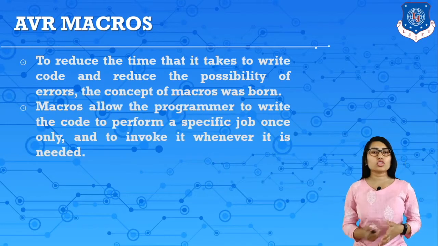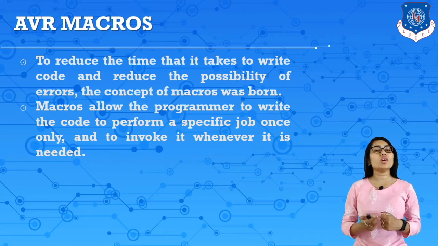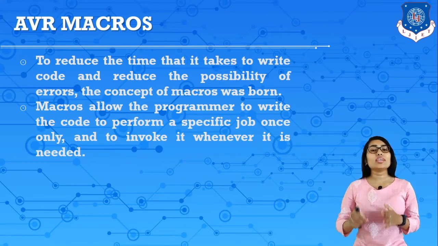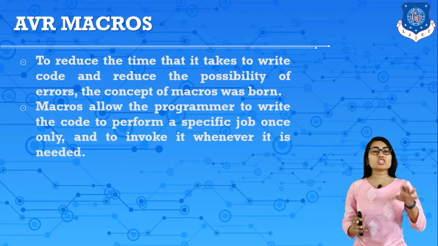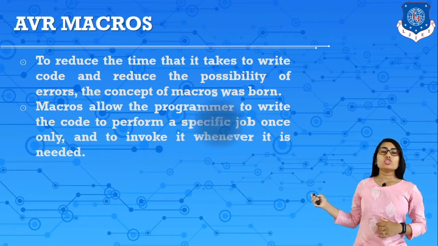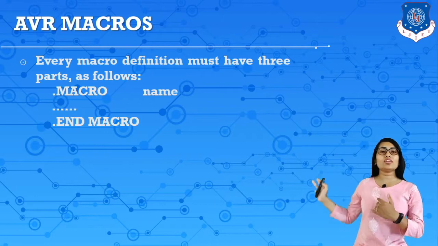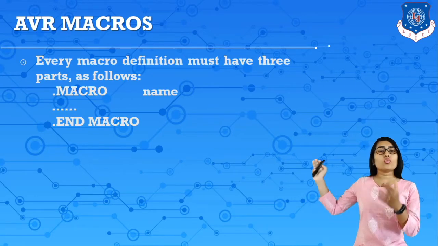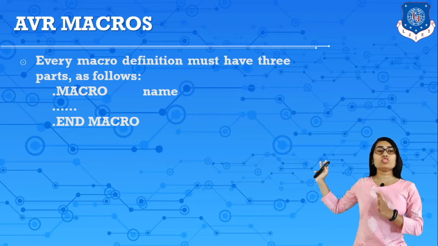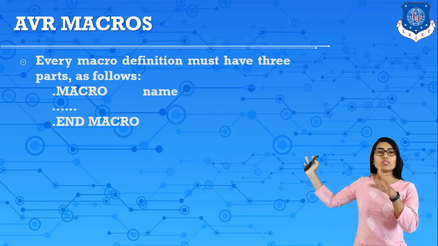So how are macros used? Macros allow the programmer to write the code to perform a specific job once only and to invoke it whenever it is needed. Write this program once and then invoke it whenever it is needed. Every macro definition must have three parts: the macro directive, its name, and the end of macro. Between them there is a macro body, that means the code required.